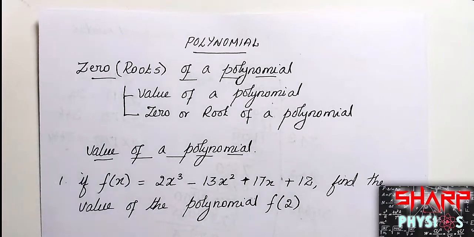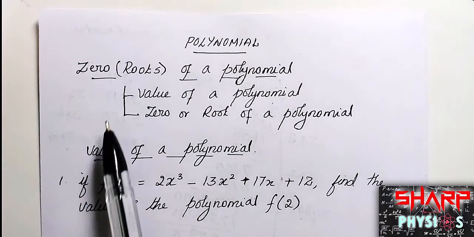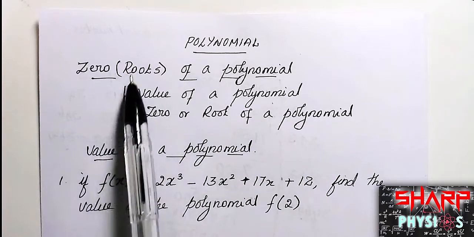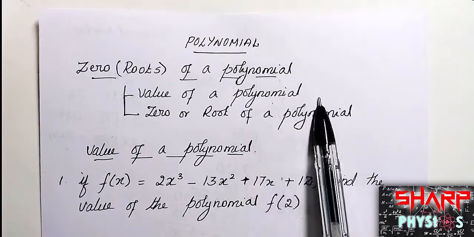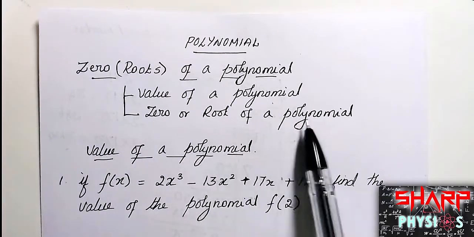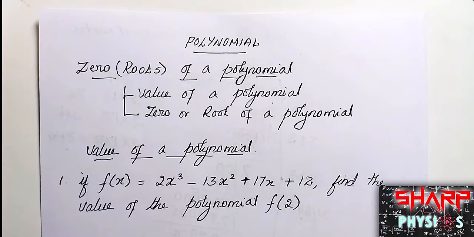So the next topic is polynomial. Polynomial we classify into two types. Here zero root of a polynomial. In that we will see about value of a polynomial as well as zero or root of the polynomial. First we will be discussing about the value of a polynomial.